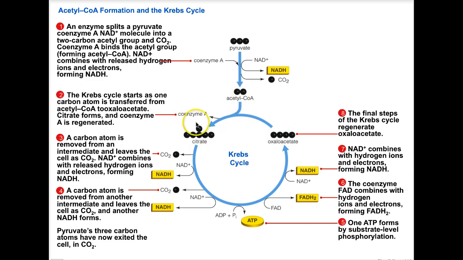That makes a total of a 6-carbon compound called citrate with the removal of coenzyme A. Coenzyme A will be recycled and reused in the preparatory process. The citrate molecule, which is 6 carbon, is going to lose a carbon in carbon dioxide and reduce NAD plus to NADH. NADH will go to the electron transport system.